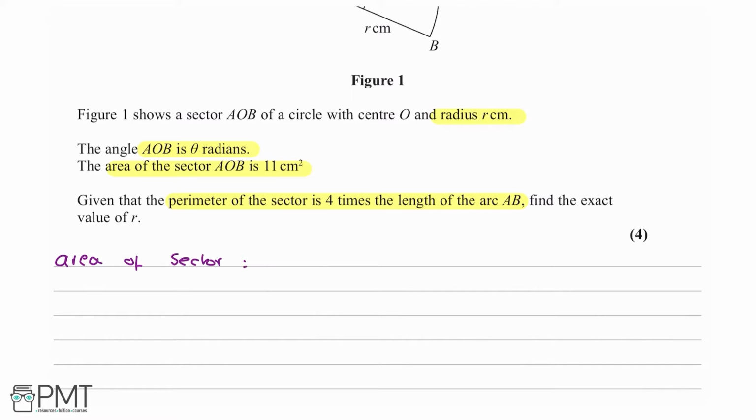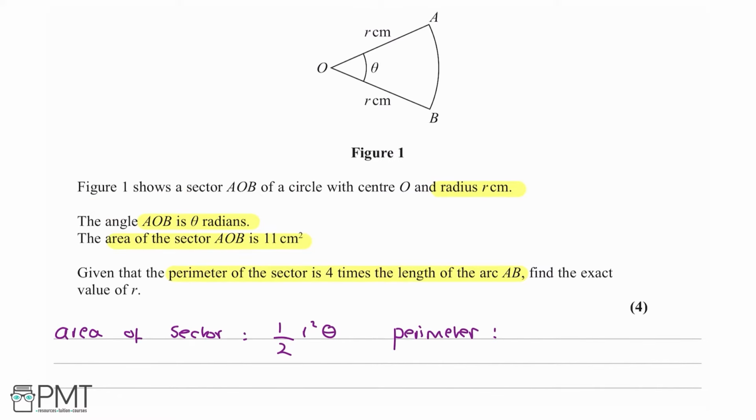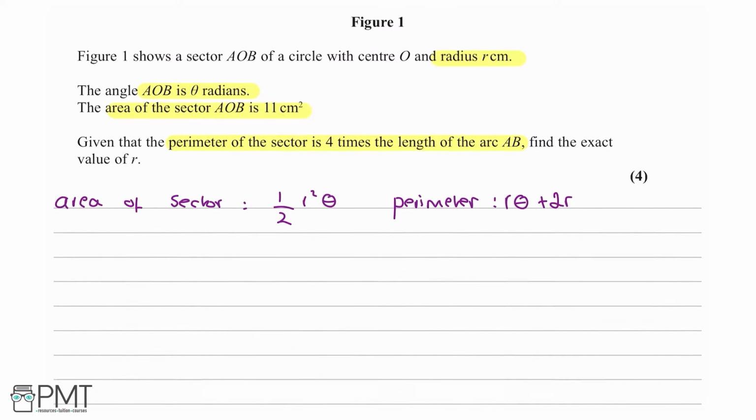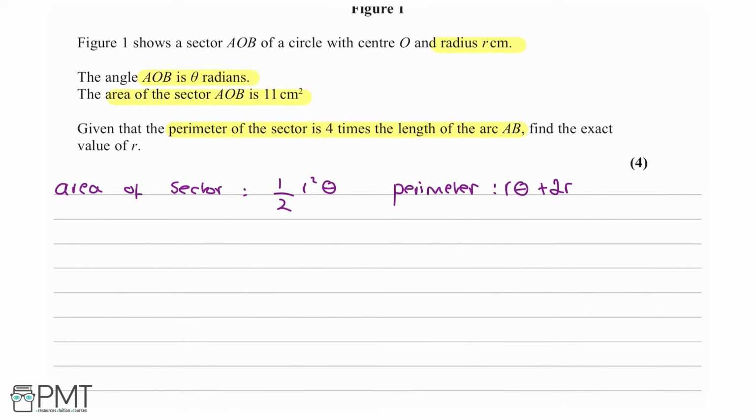Okay, so the area of the sector is half r squared theta, and the perimeter is the length of the arc AB plus both of the radii. So what that is, it is r theta plus 2r. Okay? So let's use what we've been given in the question to formulate some more formulas.